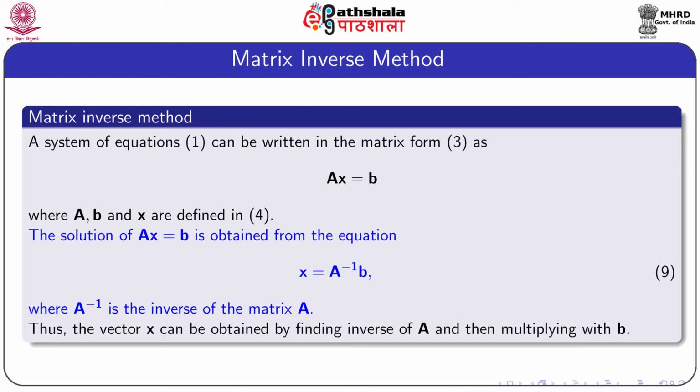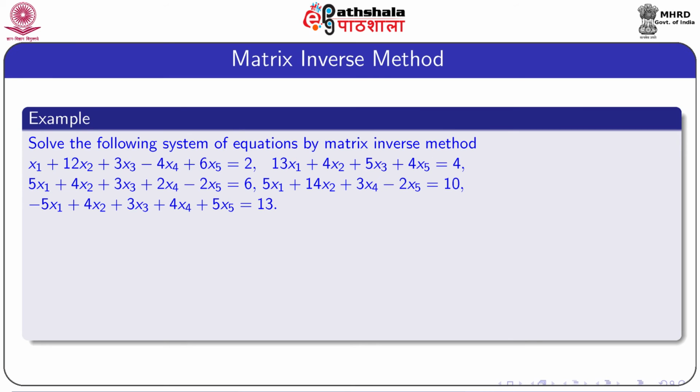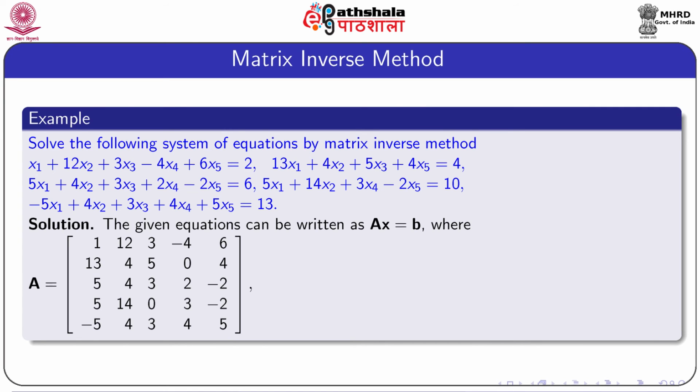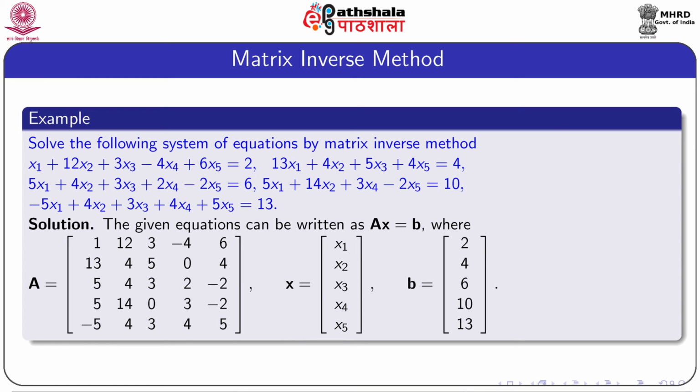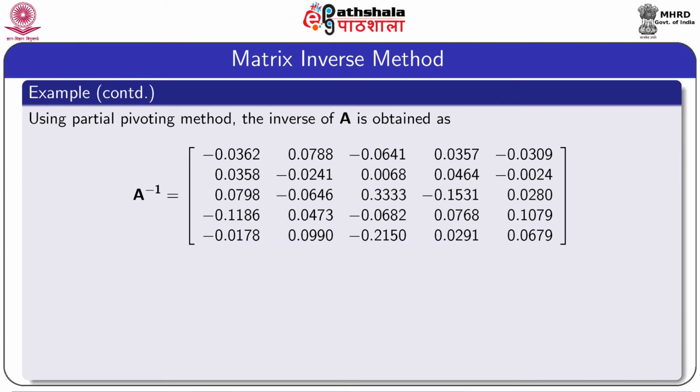This method is illustrated by an example, this one. So in this example we consider 5 equations and 5 variables x1 to x5, and the coefficient matrix of this system of equations is this one. The size of the matrix is 5 by 5. The variable vector is x1 to x5, and the right hand vector is 2, 4, 6, 10, 13. So these vectors are already available. Now we have to calculate the value of the vector x using the formula x equal to A inverse b.